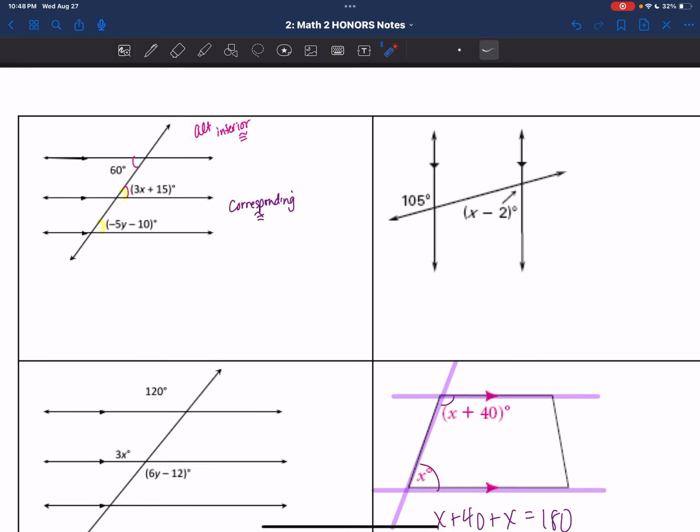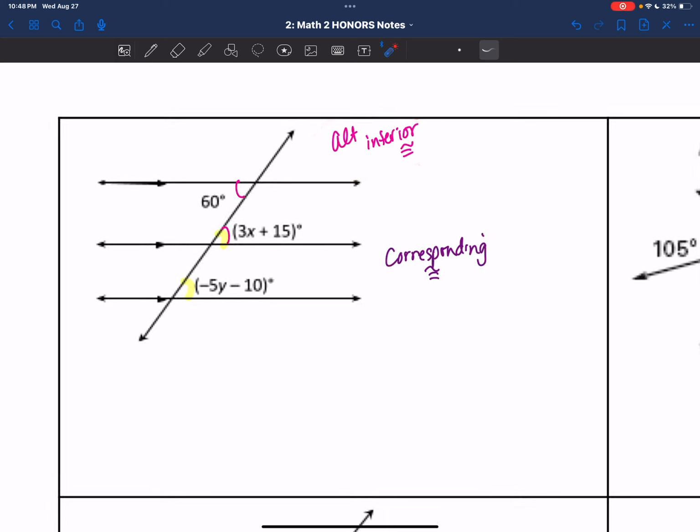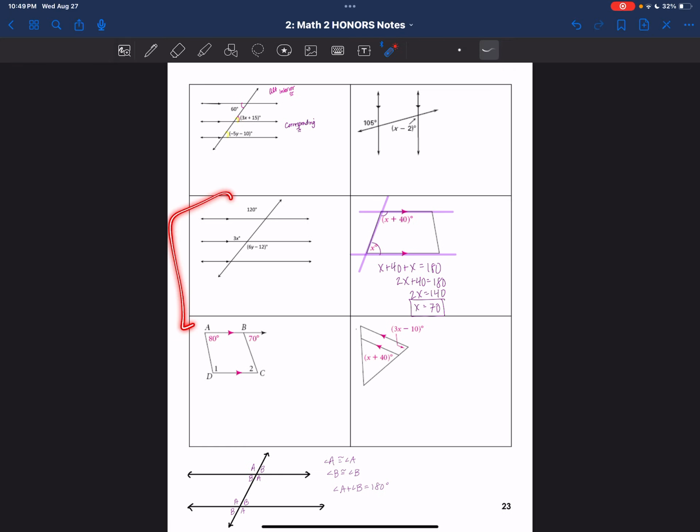And here, this is kind of similar to the other ones. I'm just showing you the different. So remember, alternate interior are congruent. So this one and this one are going to be congruent. So you equal them. Then once you get x, plug it in here, and then these two are corresponding, which are also congruent. So you have to find x, substitute it in here, figure the measure of that angle, and then you can find y. So go ahead and try that one on your own. I want you to try this one on your own and this one on your own.